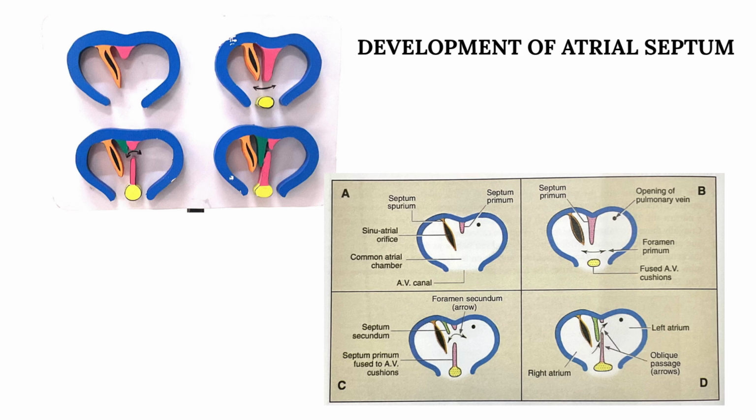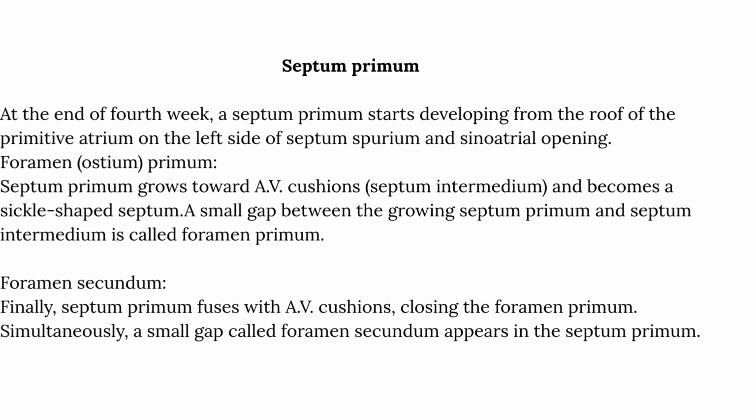Septum primum. At the end of the 4th week, a septum primum starts developing from the roof of the primitive atrium on the left side of the septum spurium and sinoatrial opening. Foramen ostium primum. Septum primum grows toward the AV cushions, septum intermedium, and becomes a sickle-shaped septum. A small gap between the growing septum primum and septum intermedium is called foramen primum.